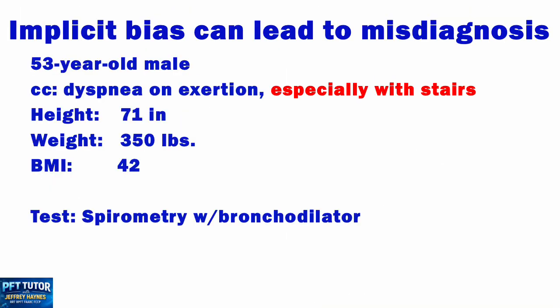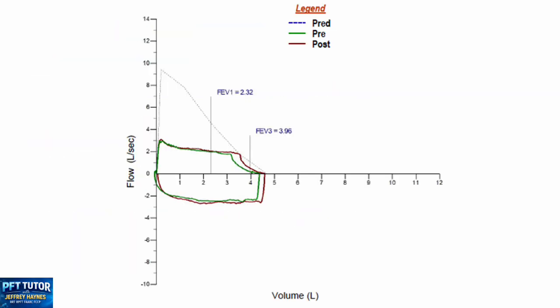Here's another real-world example of a patient with obesity and respiratory symptoms. So this is a 53-year-old male. He complained of dyspnea on exertion, especially when climbing stairs. He was 5'11", 350 pounds, his BMI was 42, and he was ordered for spirometry with bronchodilator. There was no improvement in spirometry after bronchodilator. However, there were low-flow, flat expiratory and inspiratory loops, which suggest a fixed large airway obstruction.